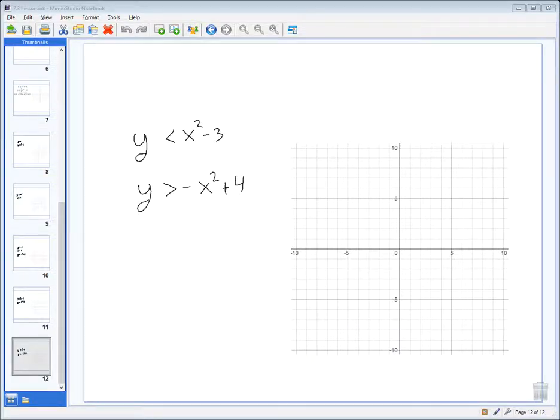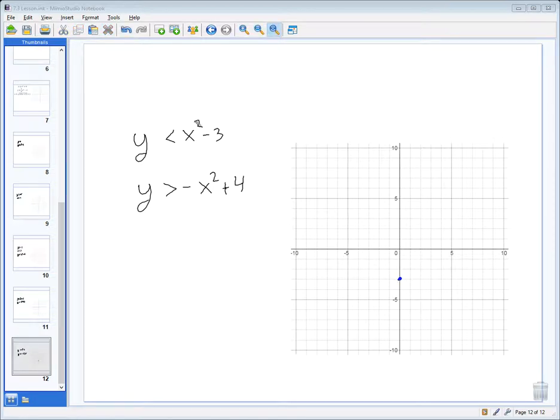In this video, we're going to be exploring systems of inequalities, meaning we're going to have a graph of two different functions, and we're going to have a shaded region from those two different functions. So if we graph the first equation, which is y is less than x squared minus 3, graphing x squared minus 3, it starts at negative 3, everything's moved down.